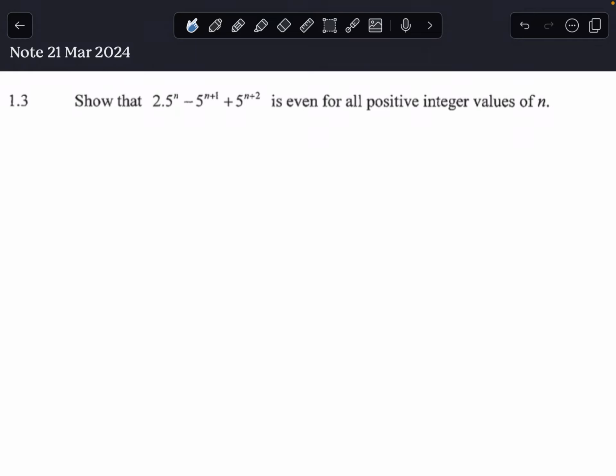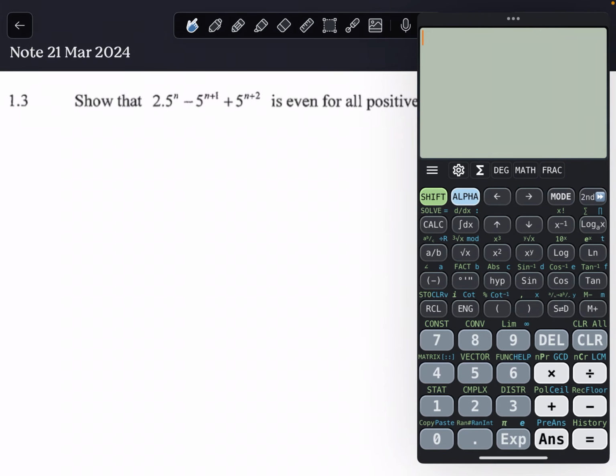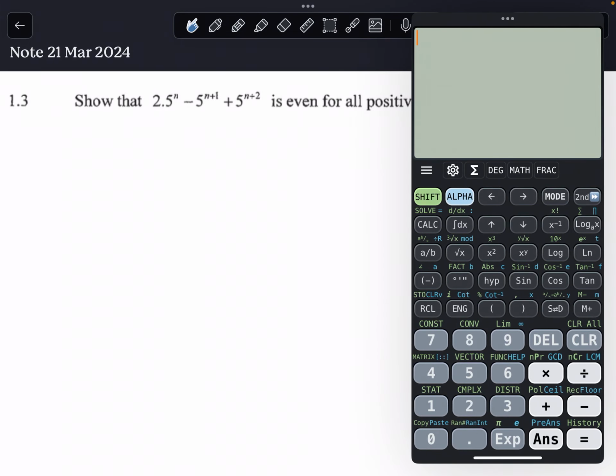So n is equal to 1, n is equal to 2, n is equal to 3. Any positive integer you choose, apparently this will always be even, and we can even try this out. So let's choose n to be 3. So it's going to be 5 to the 3 minus 5 to the 3 plus 1 plus 5 to the 3 plus 2. And that's an even number, 2,750.